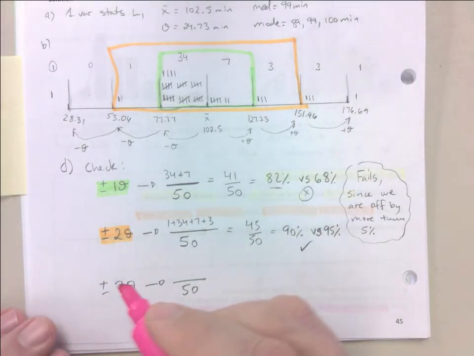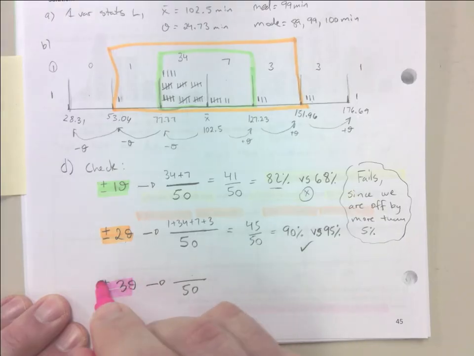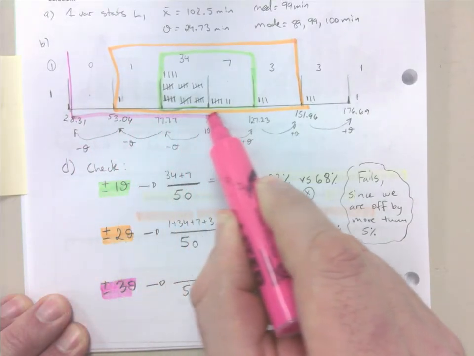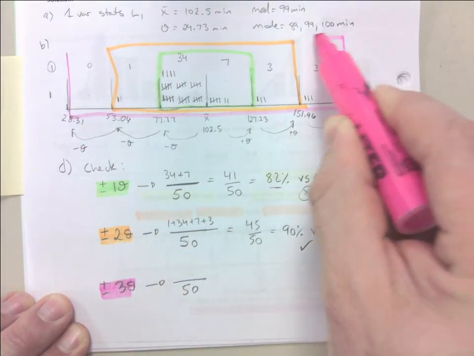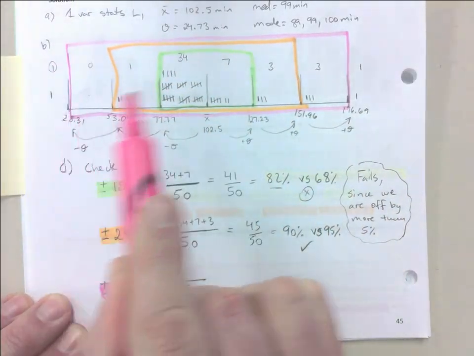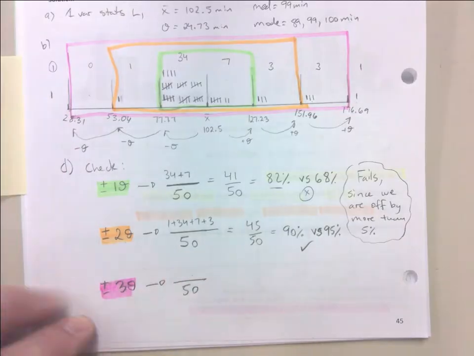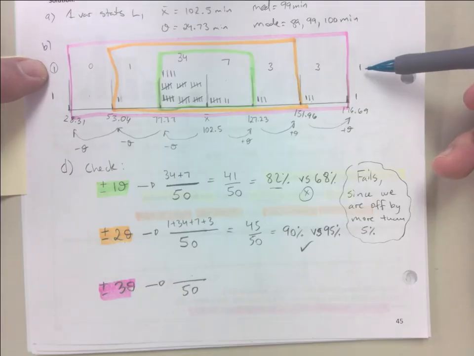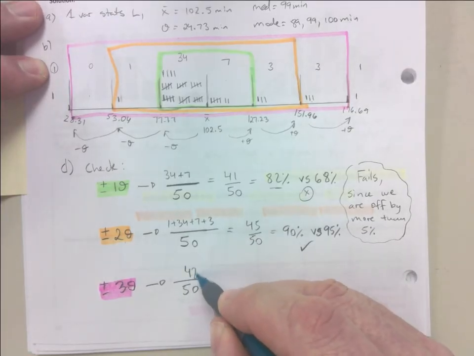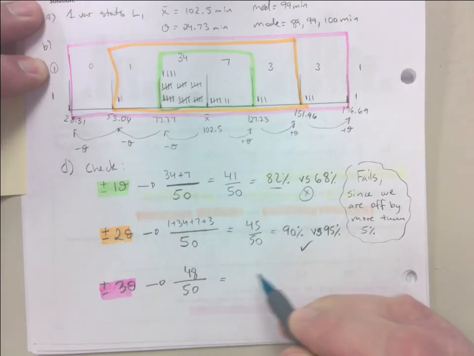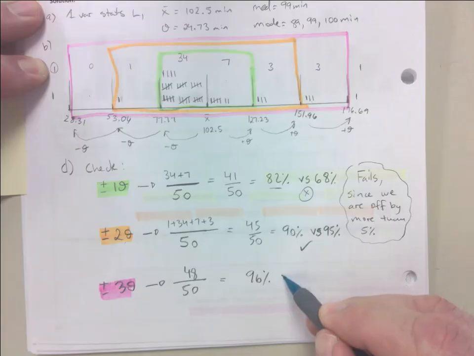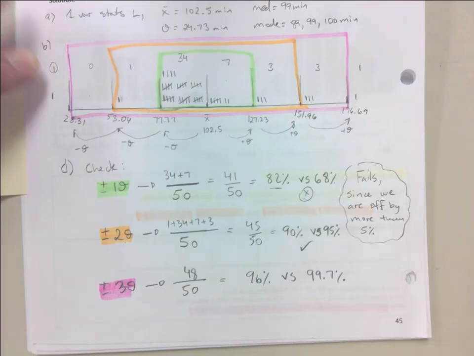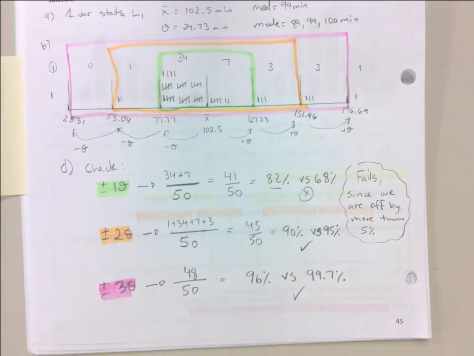is it too colorful? The last one is 3 standard deviations. We're actually interested in all of this here. Right? Like 3 standard deviations to the right and 3 to the left of the mean. That is everything but 2 movies. That adds up to 48, which ends up being 96%. Versus, what's the last one supposed to be? 99.7, right? It does pass that test.